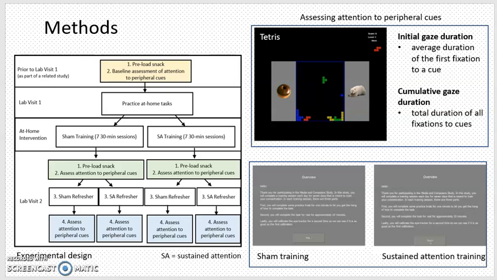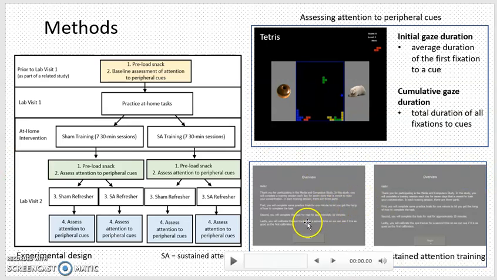Then participants went home, we lent them a laptop, and we asked them to do 7 30-minute sessions of a training while they were at home. Because we were evaluating the effectiveness of the sustained attention training, the real training, we asked half of participants to do that real training and half did a fake training that we call a sham training. And I have some videos of what the actual training tasks look like.